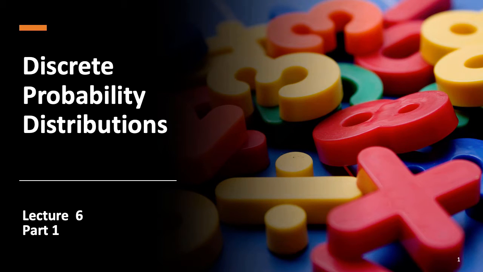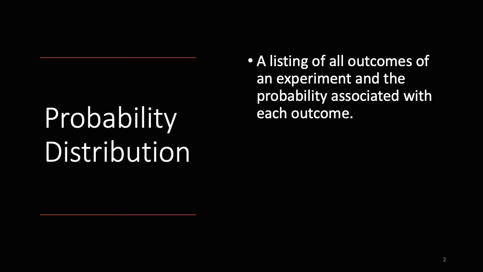Lecture 6, the Discrete Probability Distribution. This is part 1 of Lecture 6. A probability distribution is a listing of all outcomes of an experiment and the probability associated with each outcome.